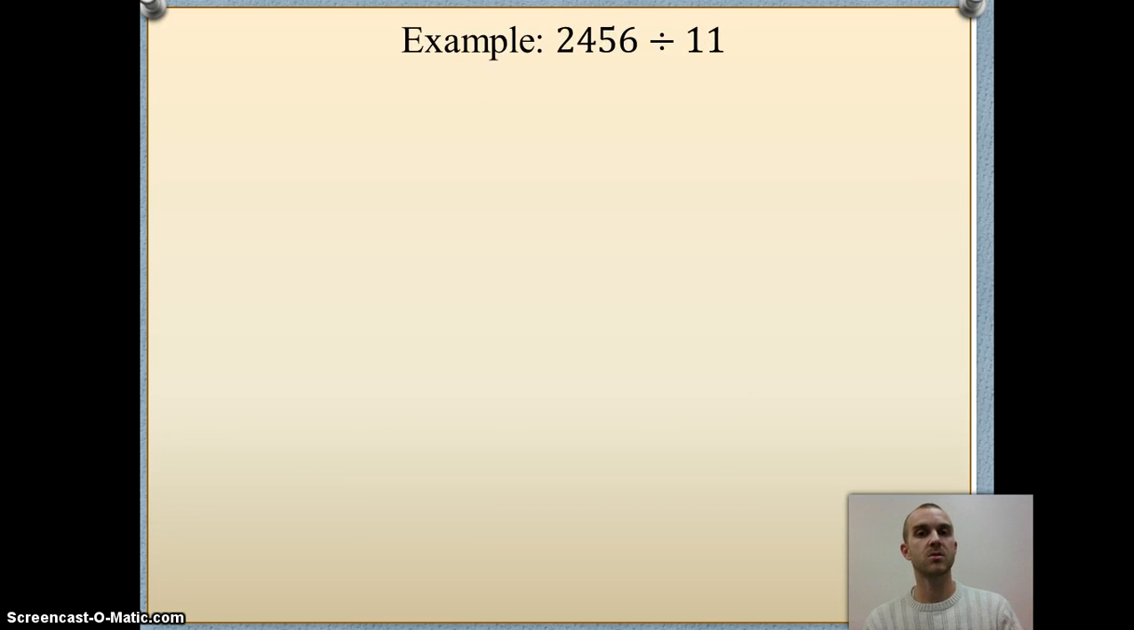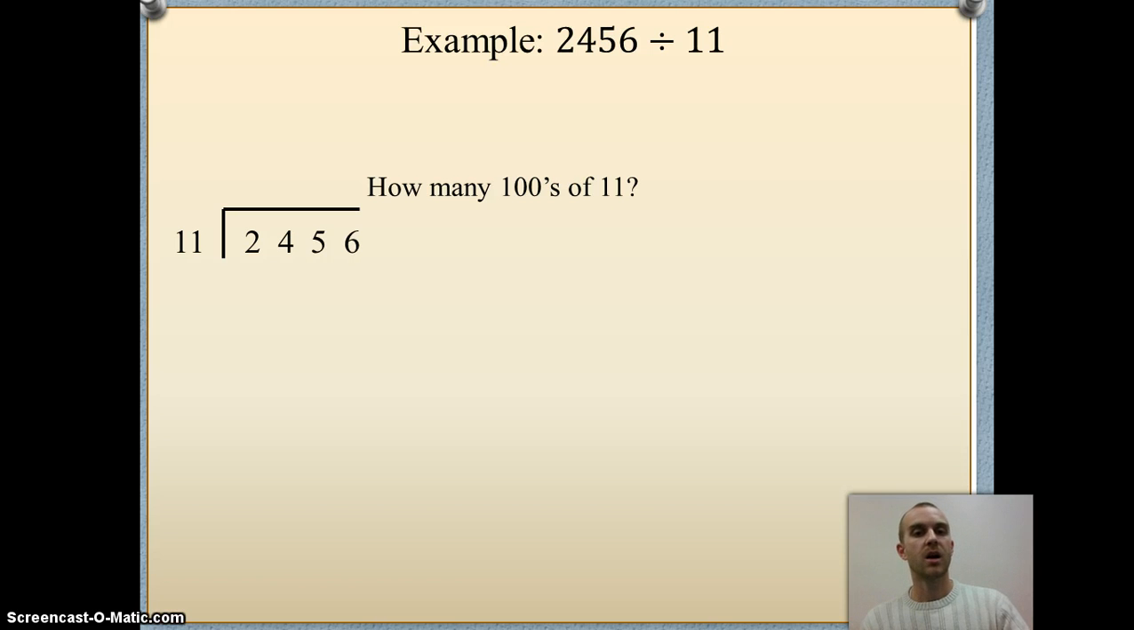So if I look at 2,456 divided by 11, and do it place value based, the scaffolding method, I'd be looking at the hundreds. Can I do 100 times 11? Yes. Can I do 200 times 11? Yes. Can I do 300 times 11? No, because then I'd be at 3,300. So 200 times 11 is 2,200. This leaves me with 256.